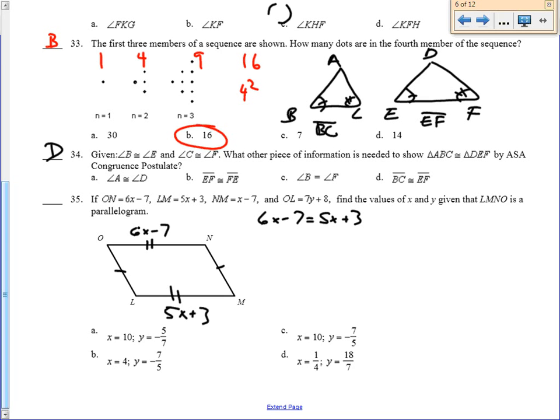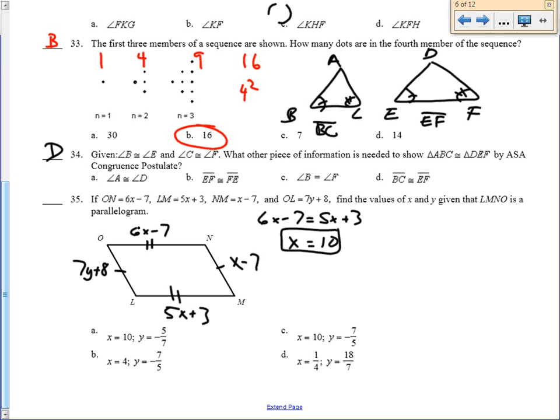And then it says, find out what y is if NM is x minus 7 and OL is 7y plus 8. Well, what you have to do in this problem is figure out what x is first. To figure out what x is, I subtract this over, I get x equals 10. Now, the first thing I have to do is make sure that 10 is the correct answer. If 10 is the correct answer, what should happen when I plug it in right here and down here?